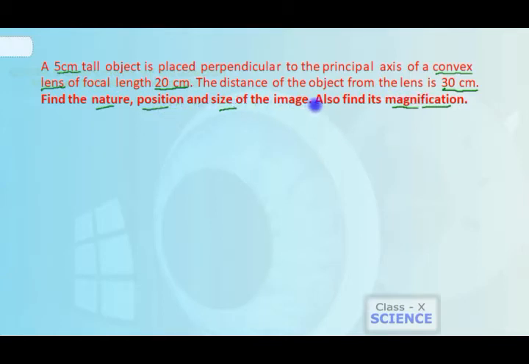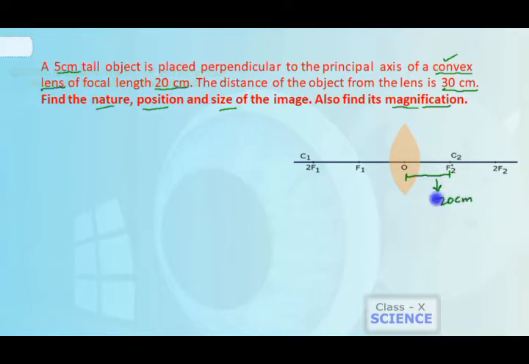The first thing to see in this question is what type of lens it is. It is a convex lens. So as usual, we make a general ray diagram, and from the ray diagram we try to solve the numerical problem. So here is our general ray diagram. Here you see a 5 centimeter tall object is placed perpendicular to the principal axis of a convex lens of focal length 20 centimeter. Focal length is 20 centimeter, that means the distance between the optical center and focus is 20 centimeter.